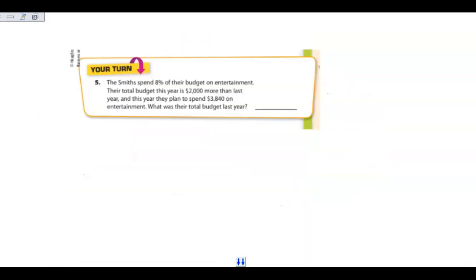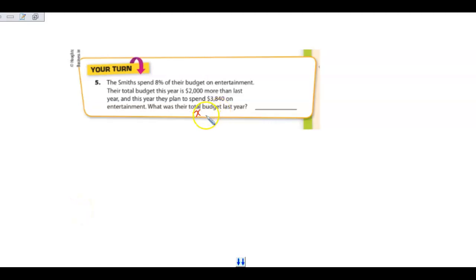Here's an example we're going to work on. It's your turn, number 5. The Smiths spent 8% of their budget on entertainment. Their total budget this year was $2,000 more than last year, and this year they plan to spend $3,840 on their entertainment. What was their total budget last year? So their total budget last year, this is our unknown. This is what we're looking for.